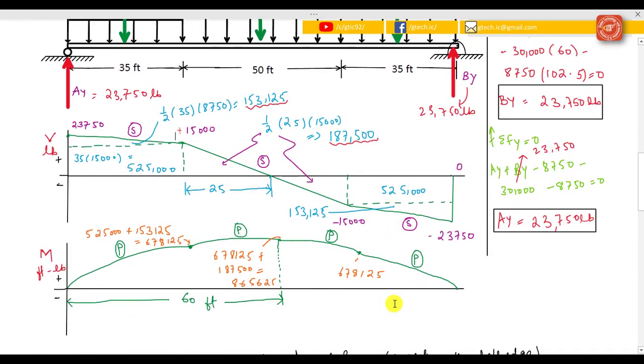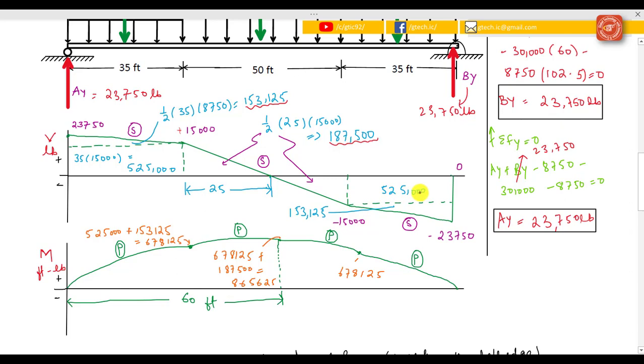For drawing the bending moment diagram, we have to find the areas of these parts. So the area of this rectangle is 5,25,000. As this left-hand part is a replica of this right-hand part, the area of this rectangle would be equal to the area of this rectangle.